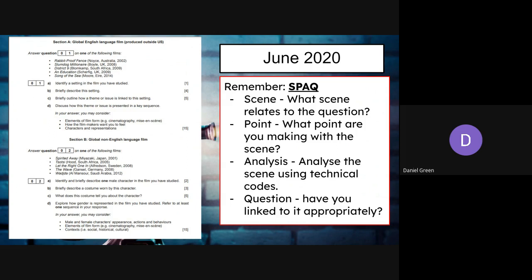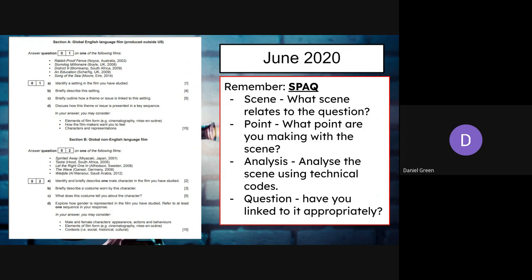Now, I would probably go for the slums here if I was going to do Slumdog Millionaire. I would be describing the slums, the colour, the sort of environment it creates, the mood and atmosphere that comes from the slums. Briefly outline how a theme or issue is linked to the setting. I'd be talking about poverty, and I'd be thinking of being a slumdog, and I talk about the context that links to that, with Danny Boyle wanting to illuminate the idea of the slums. There is a lot of controversy surrounding the use of the word slumdog as well.